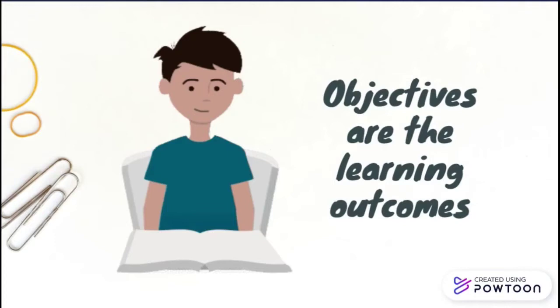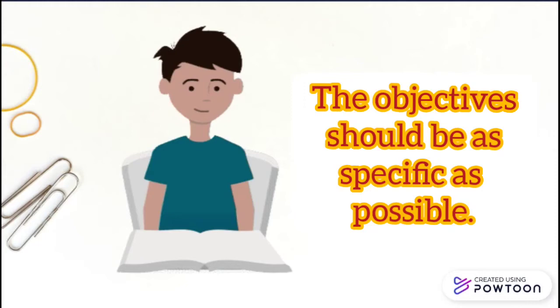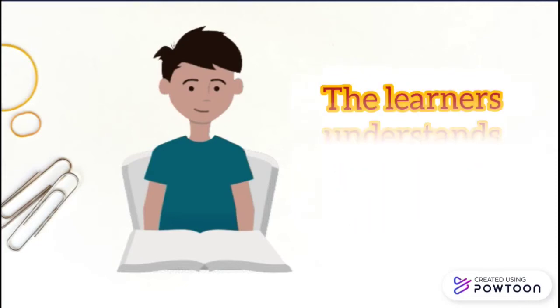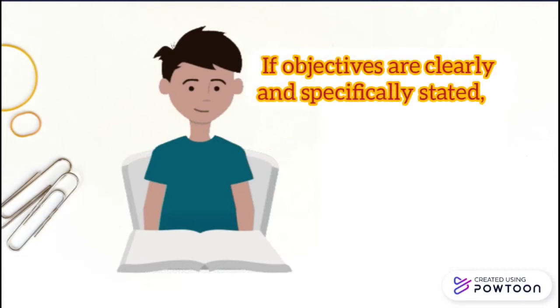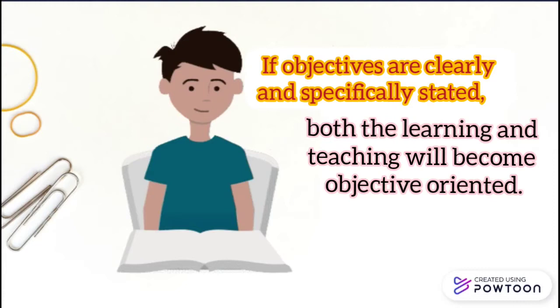In order to develop proper objectives, you must frame them in terms of desired behavior: what the learner will be able to accomplish after completing the instruction. The objective you use should be as specific as possible so that the learners understand what they are to accomplish. If objectives are clearly and specifically stated, both learning and teaching will become objective-oriented. Most objectives contain 4 parts.